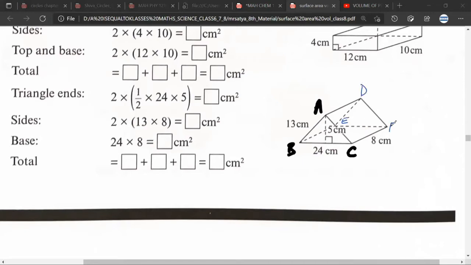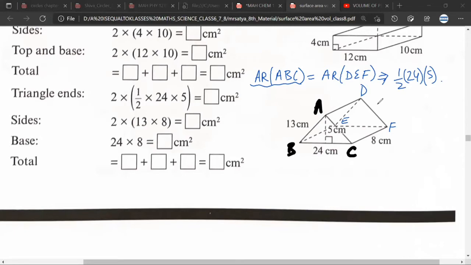Now, if you agree, the area of triangle ABC would be equal to the area of triangle DEF. Do we agree to this? So what would be the area of ABC, Mr. Satya? Half into 24 into 5. Shabash.